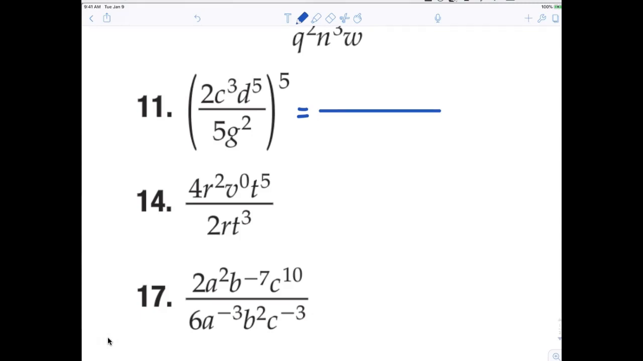No, she's going to do it. She makes 100 on every test. I'm sure she's comfortable with 2 to the 5th. 32. That was quick. Thank you. 32. Then what?